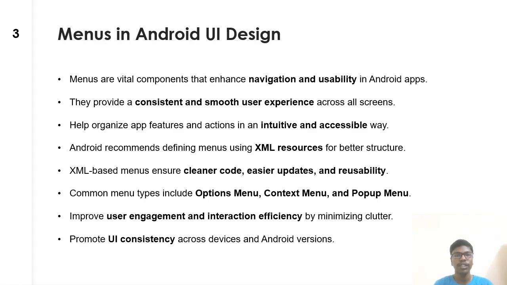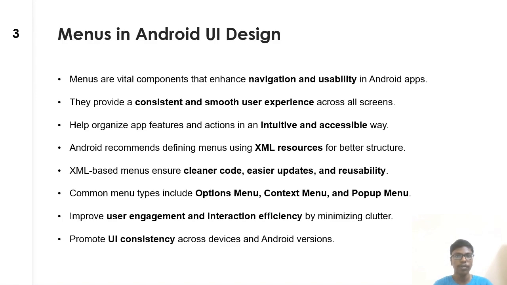Menus are vital components in Android applications. Think of them as the organizational backbone of your app's features. They enhance navigation and usability by providing consistent and smooth user experience across all screens. What makes menus particularly powerful is how they organize app features in an intuitive and accessible way. Android recommends defining menus using XML resources, and there is a good reason for this. XML-based menus ensure cleaner code, easier updates, and better reusability.